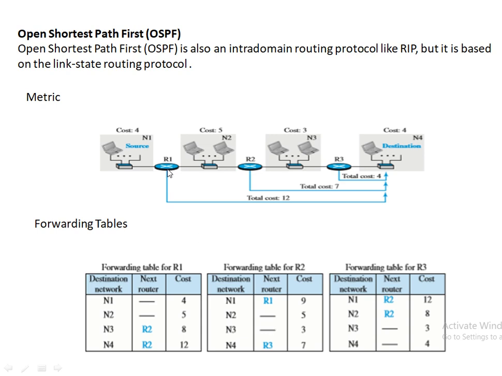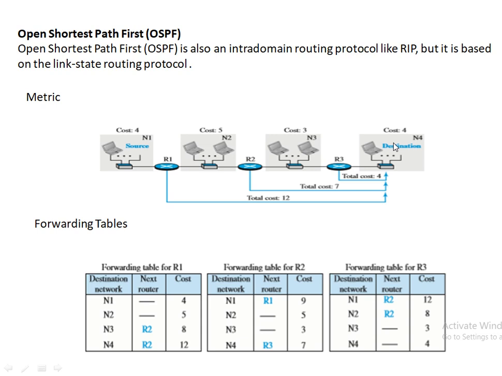Again the same thing: to reach n1 from r1 the cost is 4. So from r1 to n1 the cost is 4. It doesn't have to go through any next router. From r1 to n2 the cost is 5. To reach n3 the cost is 5 plus 3, that is 8. But r1 has to meet r2, so the next router is r2. From r1 to n4 the cost is 5 plus 3 plus 4, that is 12. R1 has to reach the next router R2 to reach N4. So like this the forwarding tables will be created.